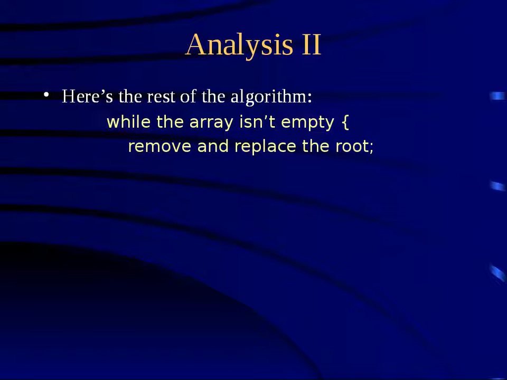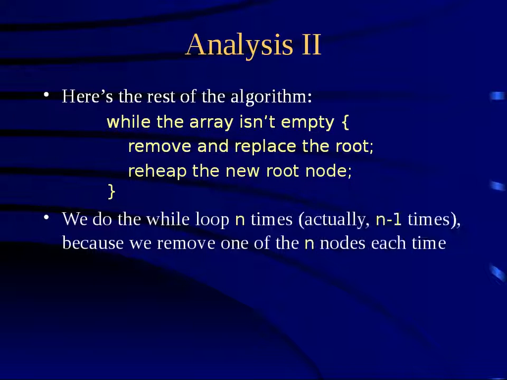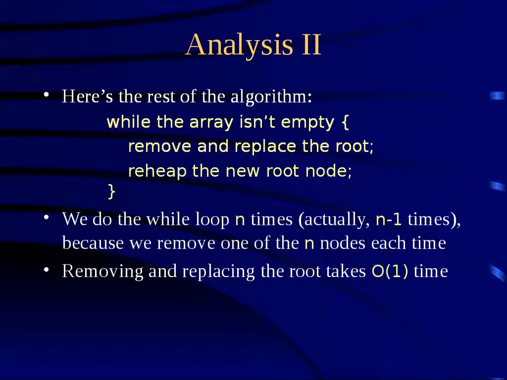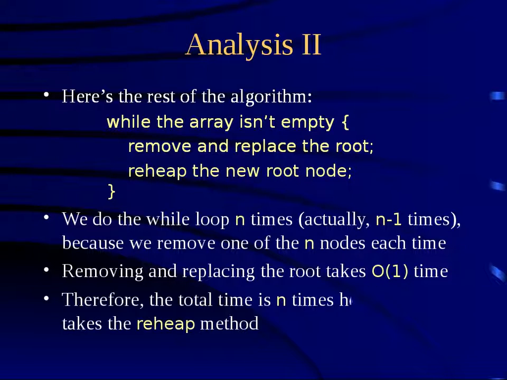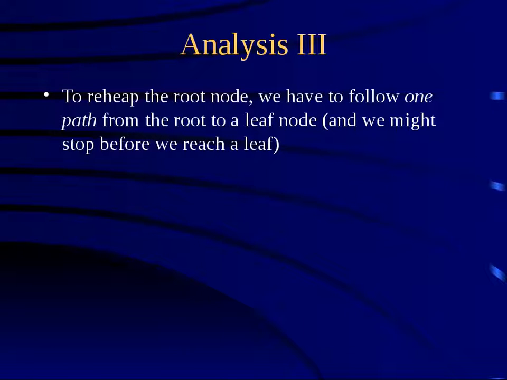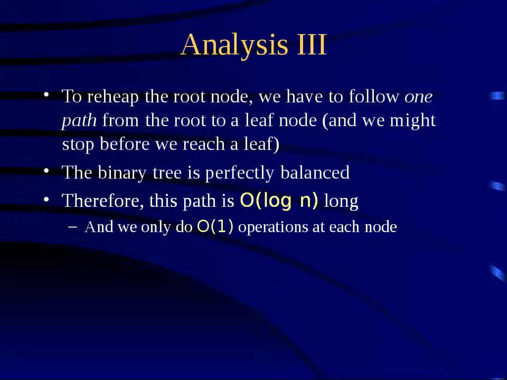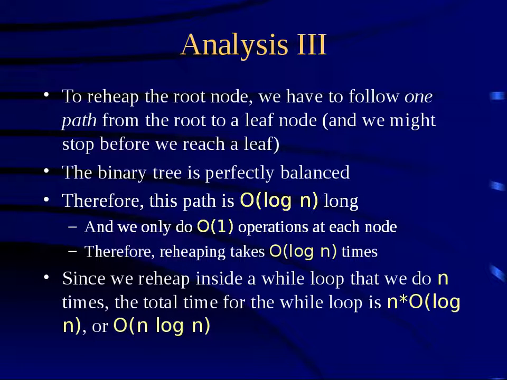While the array isn't empty, remove and replace the root, reheap the new node. We do this while loop n times. Removing and replacing the node takes O(1), and then the total time is n times however long it takes to reheap, and reheap goes down. That's that sifting down. So the path is log n. So the reheaping takes log n, which means that to remove n times takes n log n.